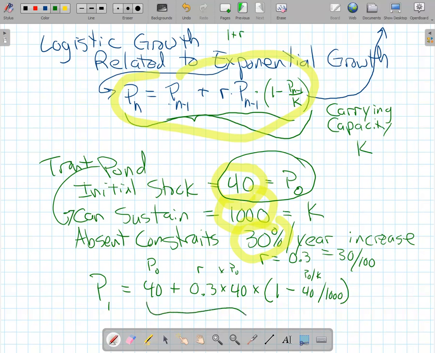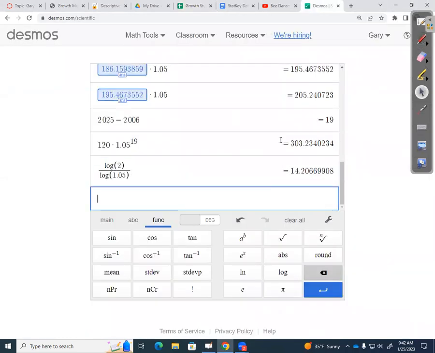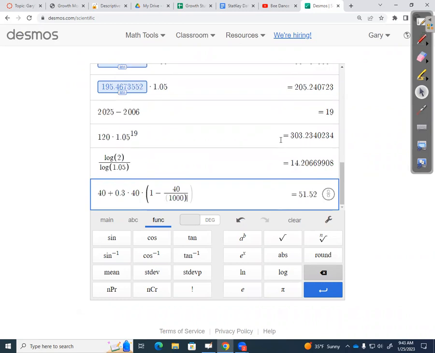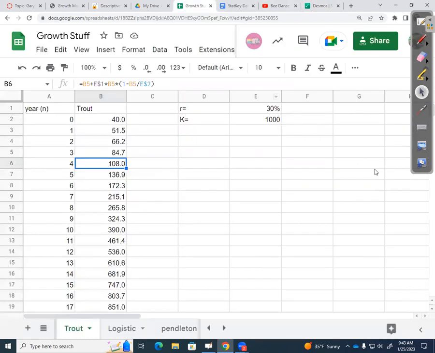So I want to type this into my calculator, make sure it agrees with my spreadsheet. So 40 plus 0.3 times 40 times parentheses 1 minus 40 over 1,000. Oops, one place. And that says it's 51.52. I do remember seeing that number in my spreadsheet. Yep. Show more decimal places. There's the 0.52. So the calculator and the spreadsheet agree.